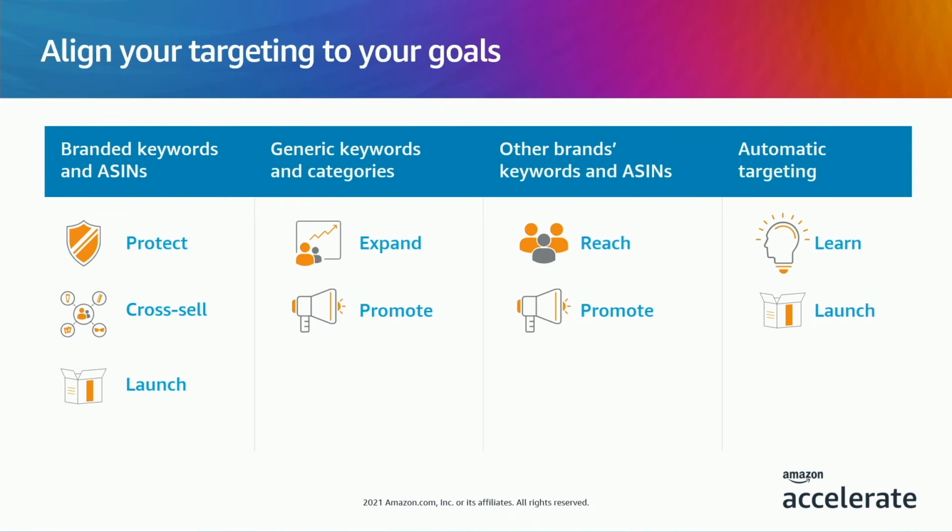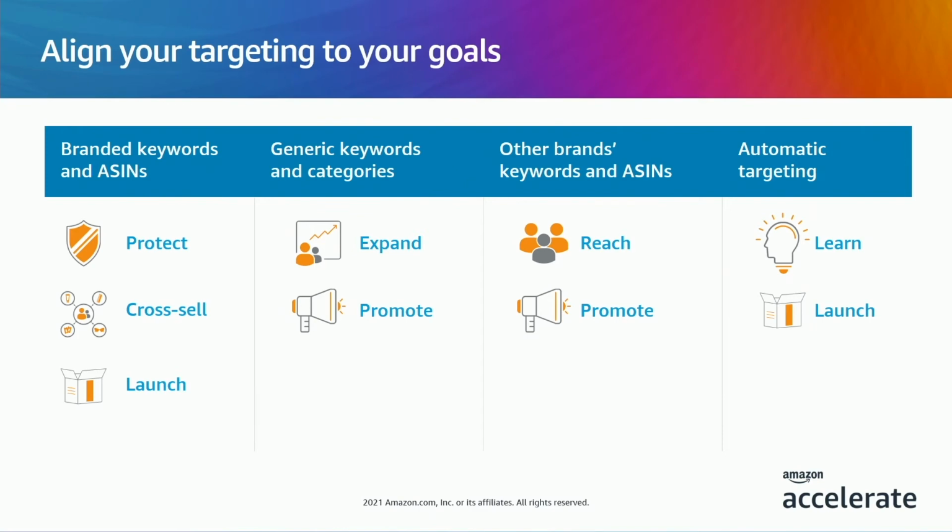On the other hand, generic keywords or categories, which are keywords that define your products but don't include any brand names, or broader categories that include a wide range of products, can help you increase your reach, promote your products, and expand in a different category. If your goals are focused on increasing reach and promoting your products and brand, you can also use other brands' keywords and ASINs by using specific keywords from other brands that sell similar items to yours or target those specific products.